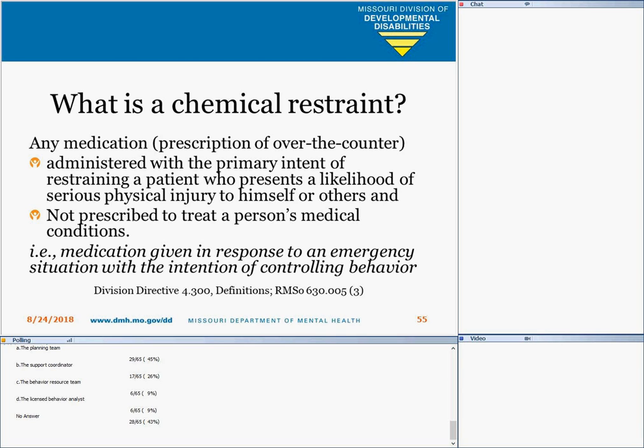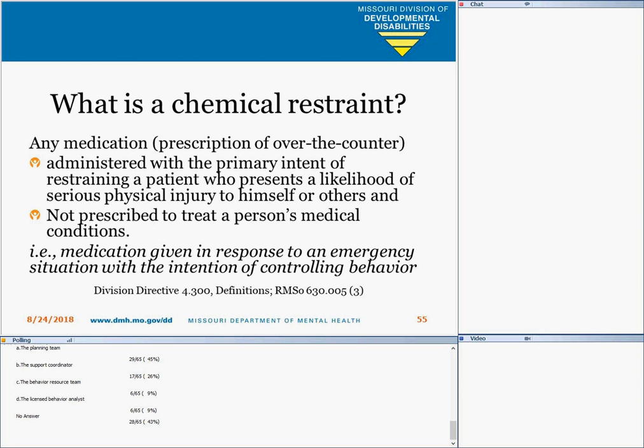So it's given to the person. The purpose of it is to restrain the person, to make it so that they're less likely or less able to move, if you consider the definition of restrain, because they have a likelihood of serious physical injury to themselves or others. So there are three parts to that which have to be true in order for it to be considered a chemical restraint. It's also something that's not prescribed to treat a person's medical condition.